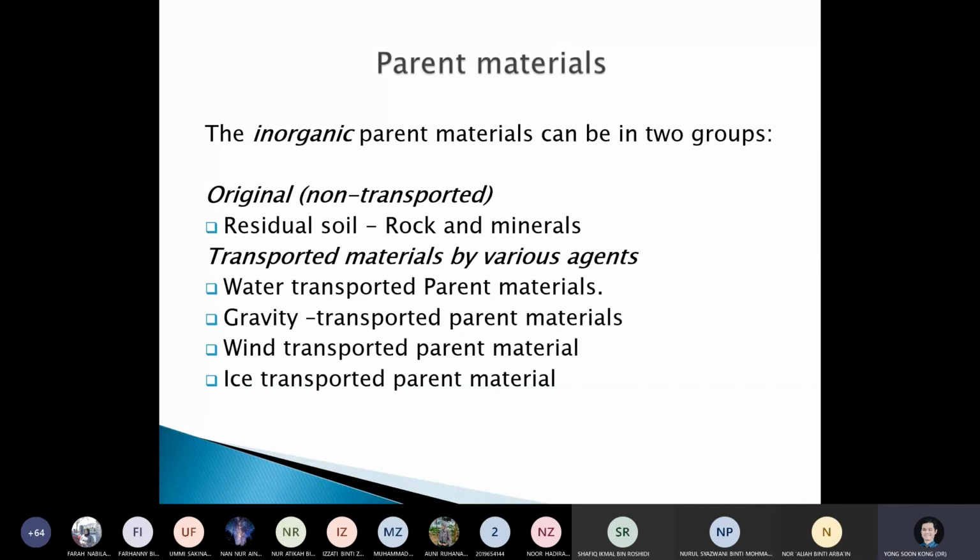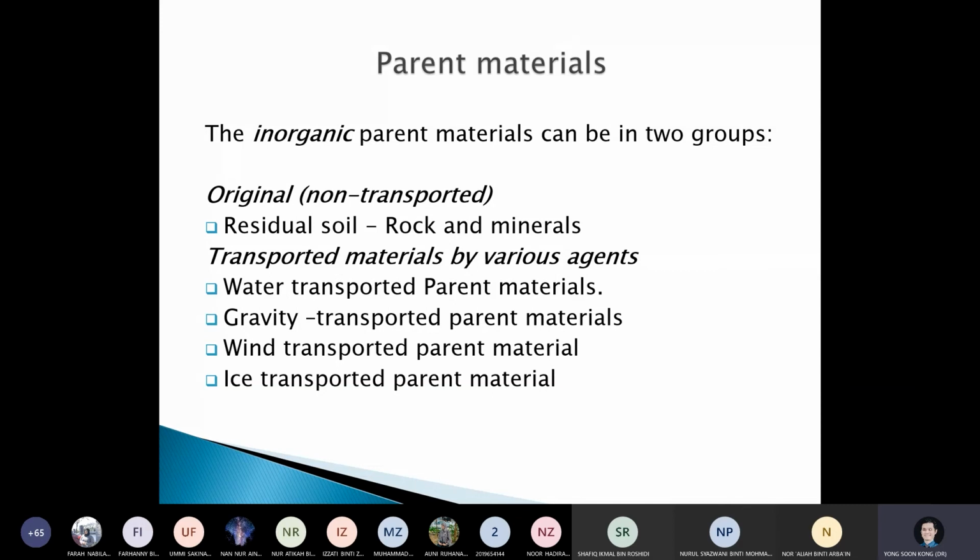As you can see, the inorganic parent materials can be in two groups as well. Residual rock or mineral, or transported minerals by various agents. The residual rock will be the first one to begin with due to the cooling of magma. Later on we're going to cover one more chapter, 1.3, about rocks and minerals. In there you will see why I say some rocks are easier to be weathered, some are not. And then next one is transported materials by various agents.